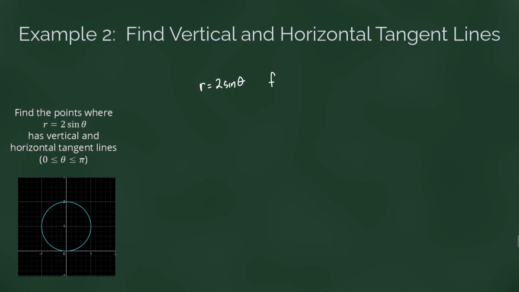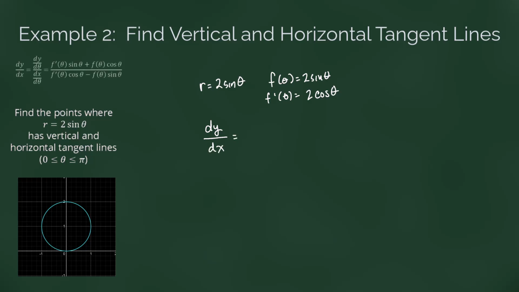All right, so if r is 2 sine theta, that means we're working with an f of theta of 2 sine theta, which means that f prime of theta is 2 times the cosine of theta. So we can use that to start piecing together our derivative. We know that dy/dx is going to be equal to f prime of theta, that's 2 cosine theta, times the sine of theta, plus f of theta, 2 sine theta, times the cosine of theta.